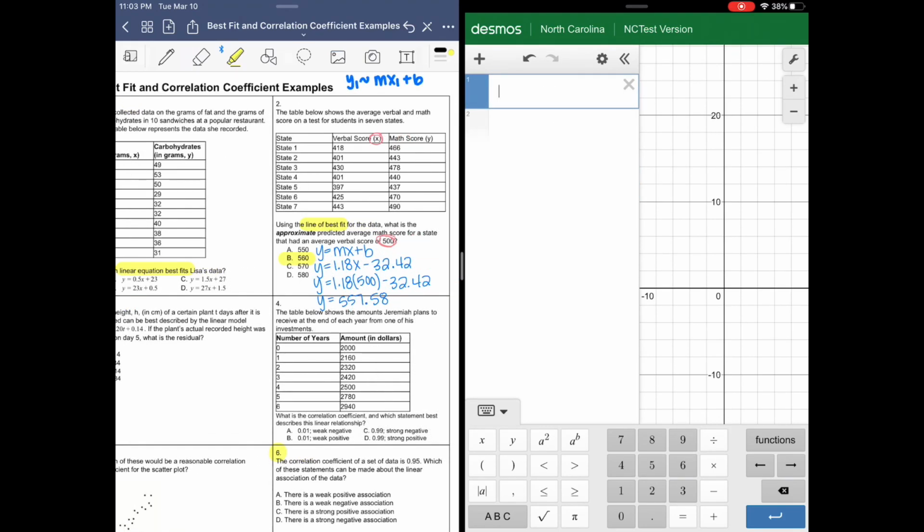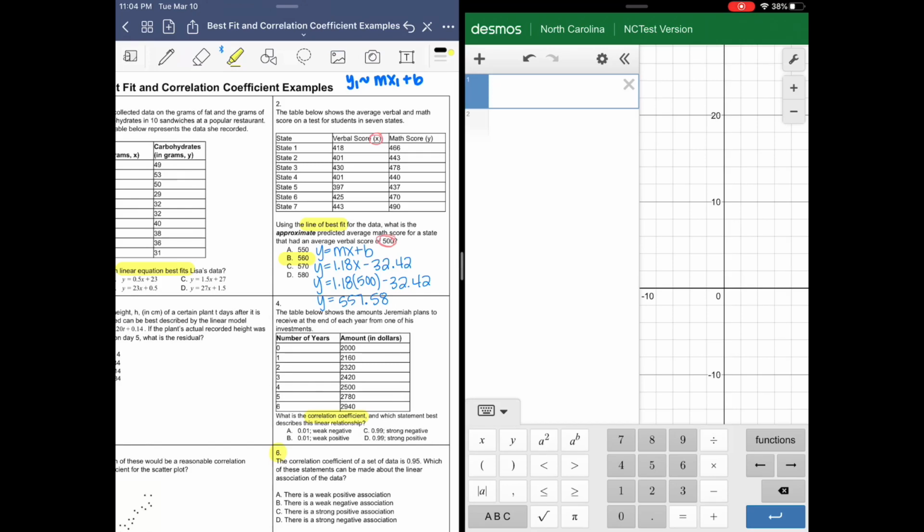Moving on to number 4. The table below shows the amounts Jeremiah plans to receive at the end of each year from one of his investments. He has put some money in and he is expecting that money to grow. So we have the number of years and his amount of money in the bank on this investment. What is the correlation coefficient, and which statement best describes this relationship? We haven't talked too much about the correlation coefficient, so we're going to explore that more today in these examples, so you can see exactly what we're talking about.